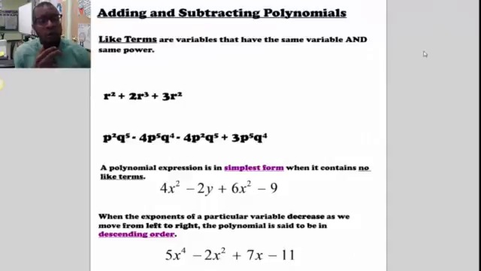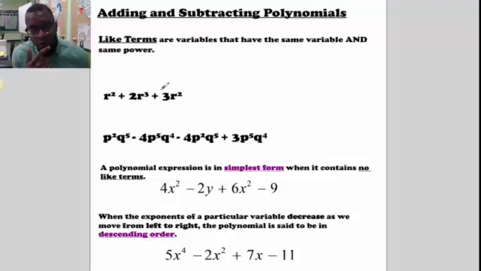So the next thing that we're going to discuss is adding and subtracting polynomials. And before we get into examples of adding and subtracting polynomials, we need to know what like terms are. Like terms are terms that have the same variable and the same power. So that's one thing that we want to make sure of: they have the same variable and the same power.